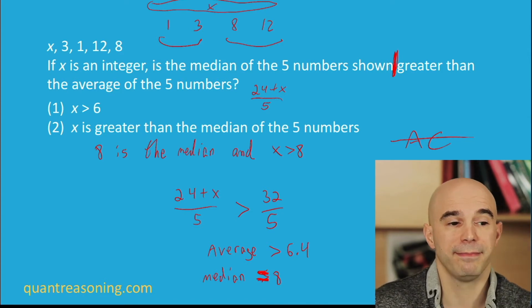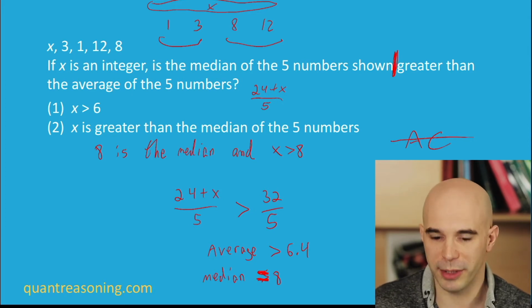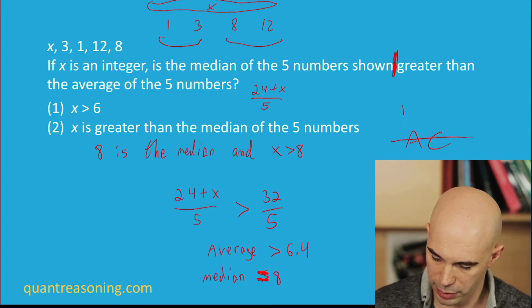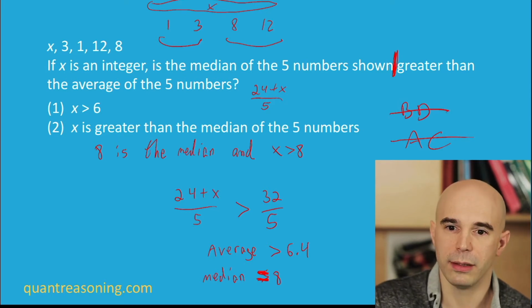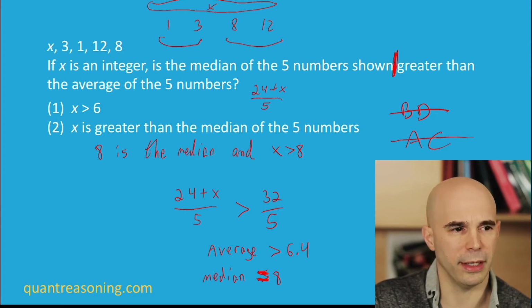So who's bigger? I don't know. Right? Average could be 6.5, average could be a million. Which is bigger? I don't know. We can eliminate B and D. Because statement 2 is not sufficient on its own. Are we done?